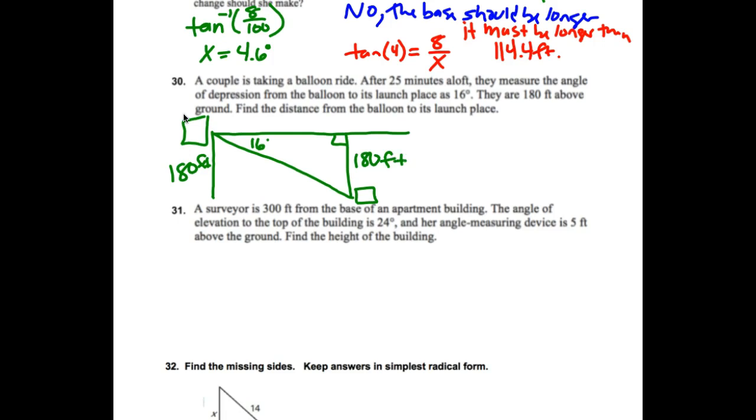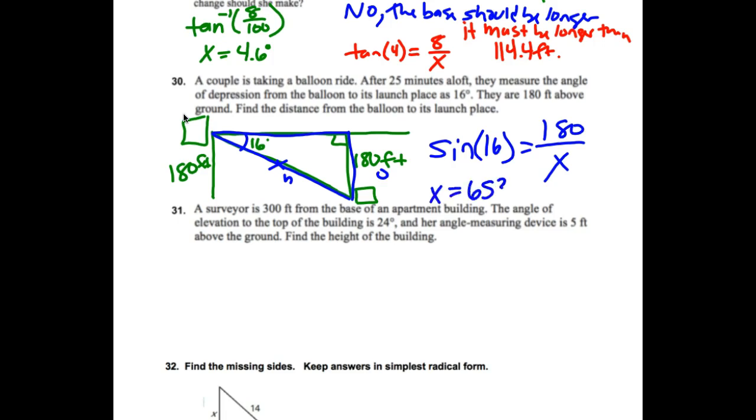The question is, how far are they from its launch place? So I'd put my X probably right here and solve from this triangle that I'm given. So I've got an angle, I've got an opposite side, I've got a hypotenuse side, that's a sine. So when I go sine of 16 equals opposite over hypotenuse, I'm going to type that up. And it looks like they are 653.0 feet away from their initial launch place.